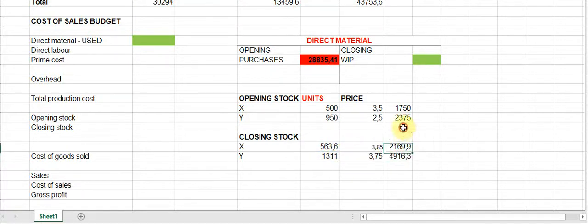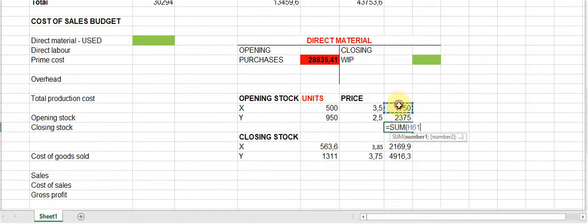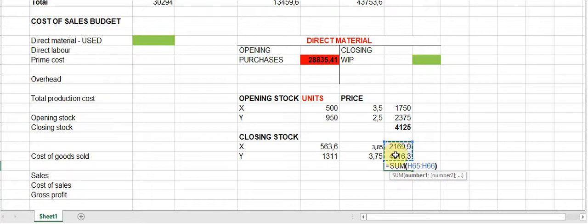And we need to get the totals here. So it's going to be the sum of these two. So as you can see in material, we do a combined material. So if you have material X and Y, you need to put it together. Material X, Y, Z, put it together. So it's the sum of these two.